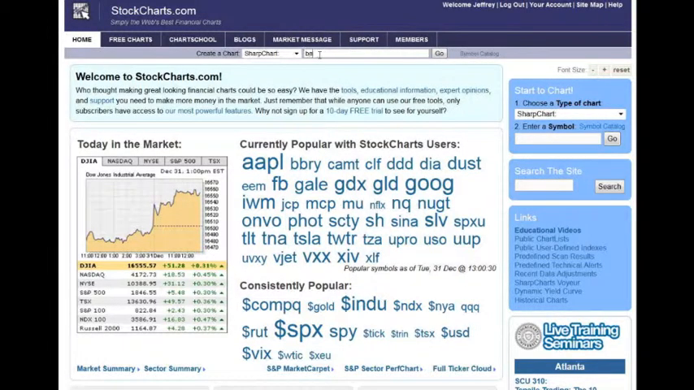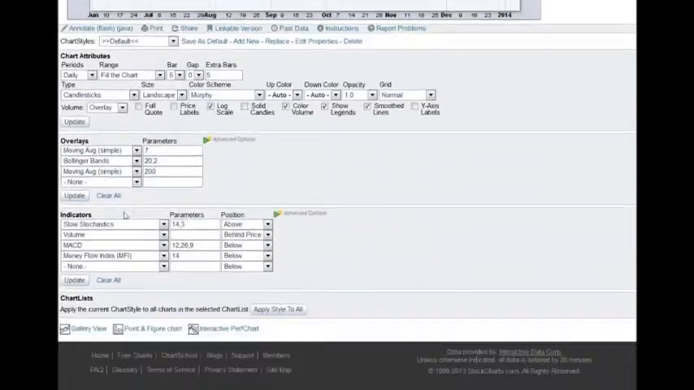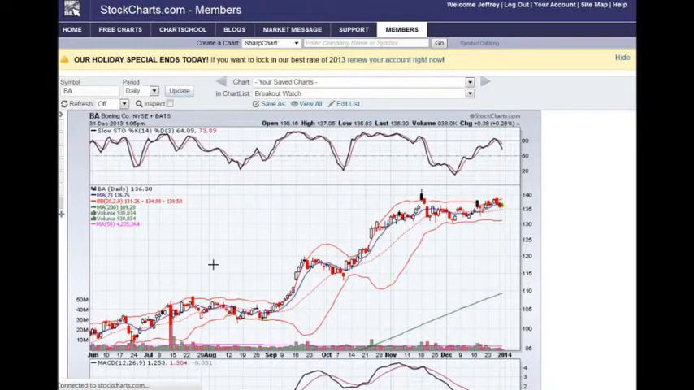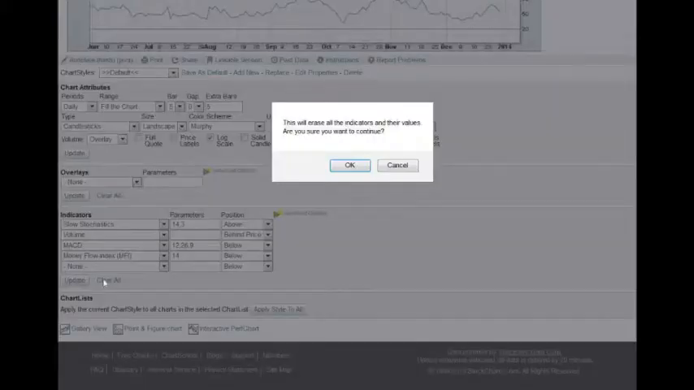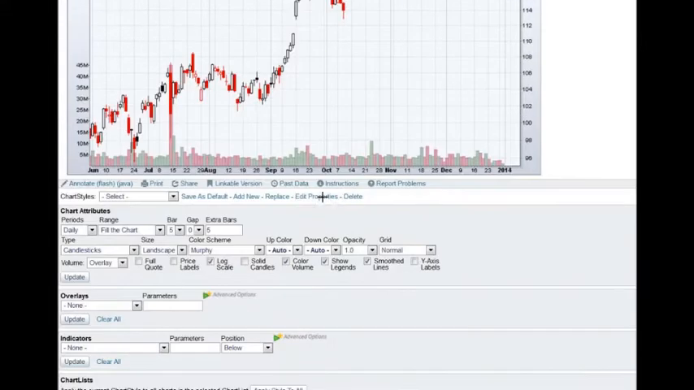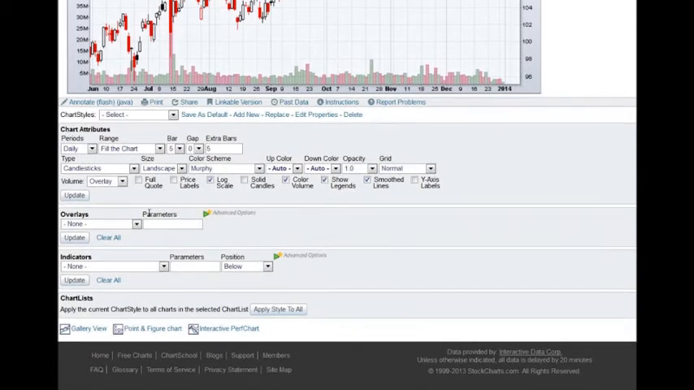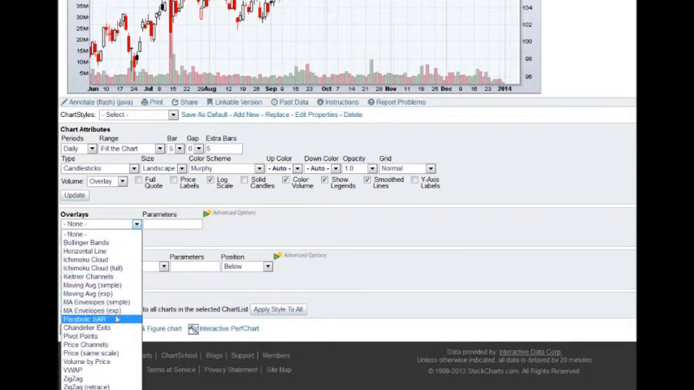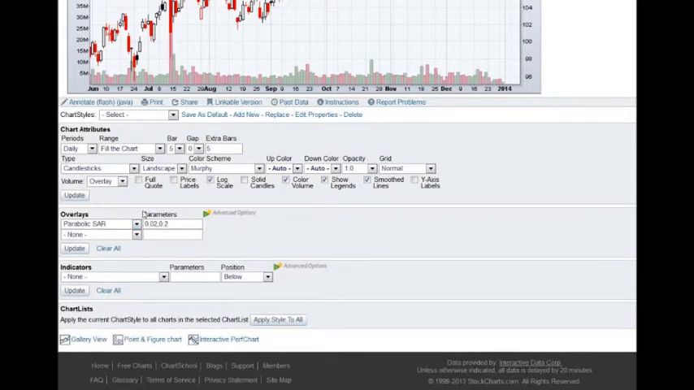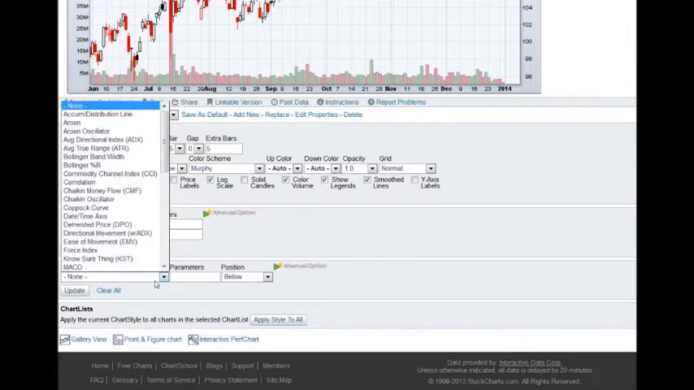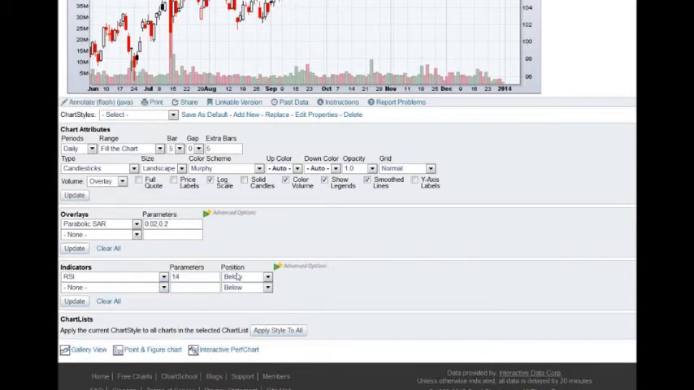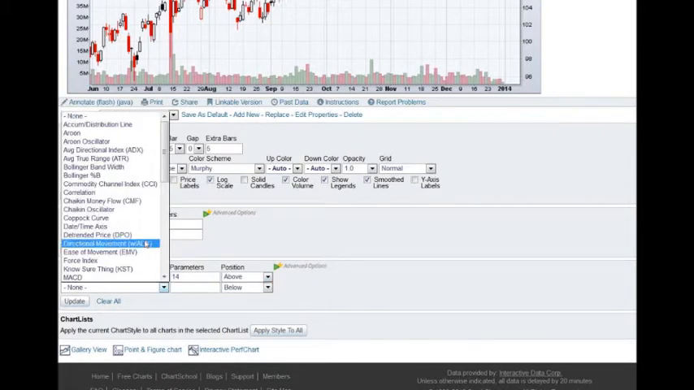We put a stock in here. I'll change my chart around. I'm going to take out all other indicators other than the Wells Wilder indicators. So for overlays, we're going to do parabolic SAR, and I'm just going to use the parameters that are there. For indicators, we're going to put a relative strength index, an RSI, on top, and then we'll do an average directional index, an ADX.